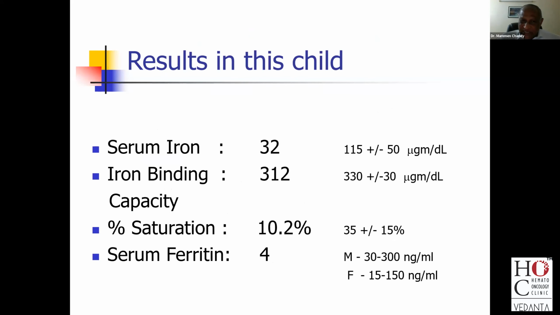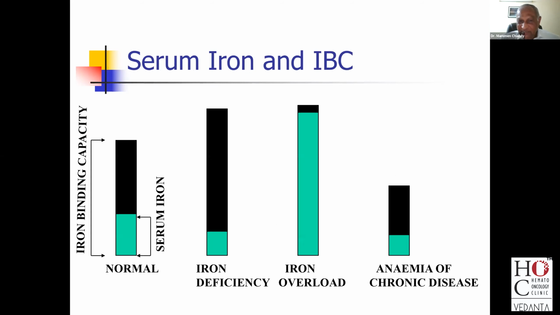In this particular patient, serum iron is 32, TIBC is 312, percentage saturation is 10.2, ferritin is 4. Hence, complete diagnosis: iron deficiency anemia confirmed by low serum iron, a raised TIBC, low saturation, and a low ferritin, right?